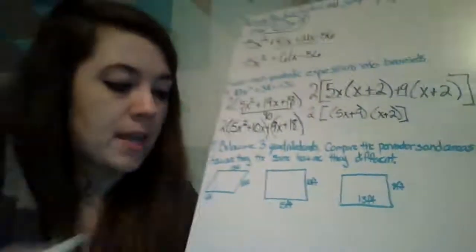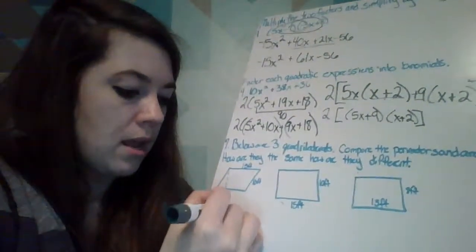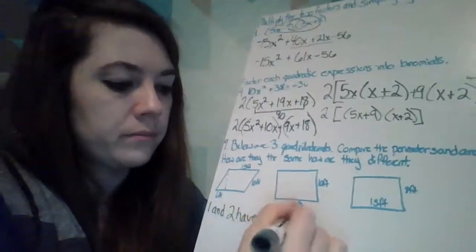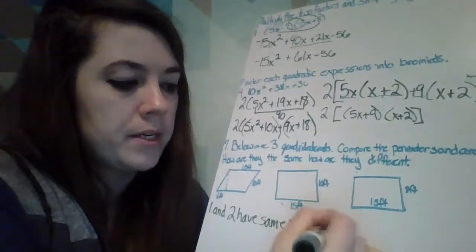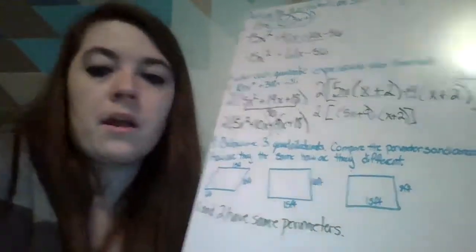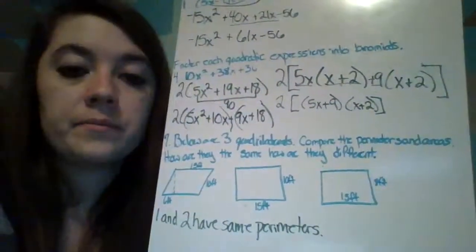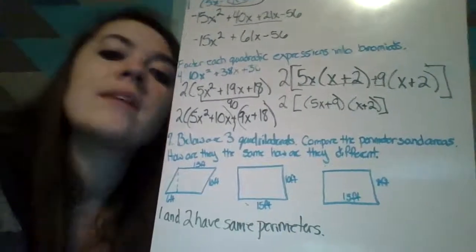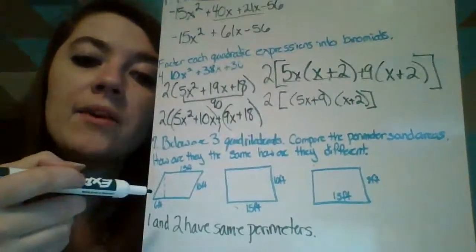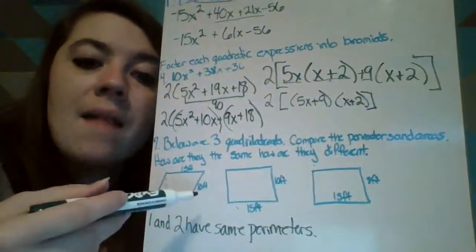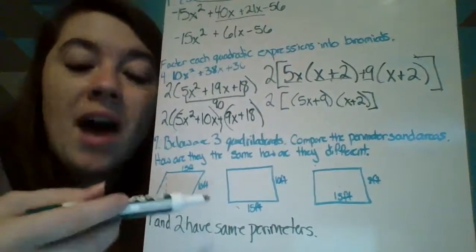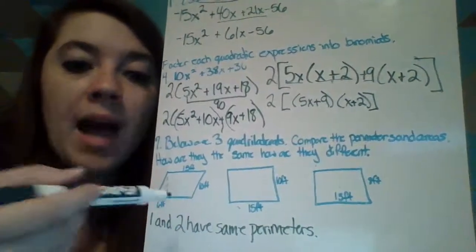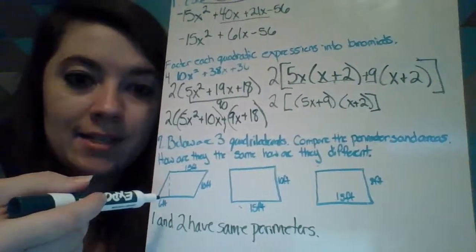Their perimeters are the same, so 1 and 2 have the same perimeters. Do they have the same areas? No, they don't. My guess is you might be saying yes, but when we find the area of a parallelogram, yes, it's base times height, but this 10 feet is not the height. That's the slanted side. Remember, height has to be a perpendicular height.